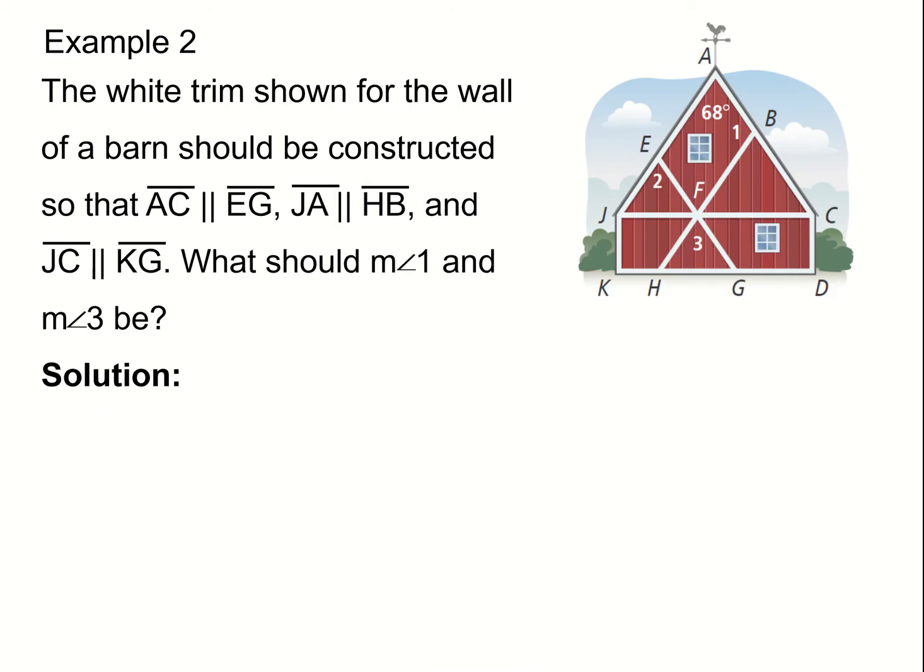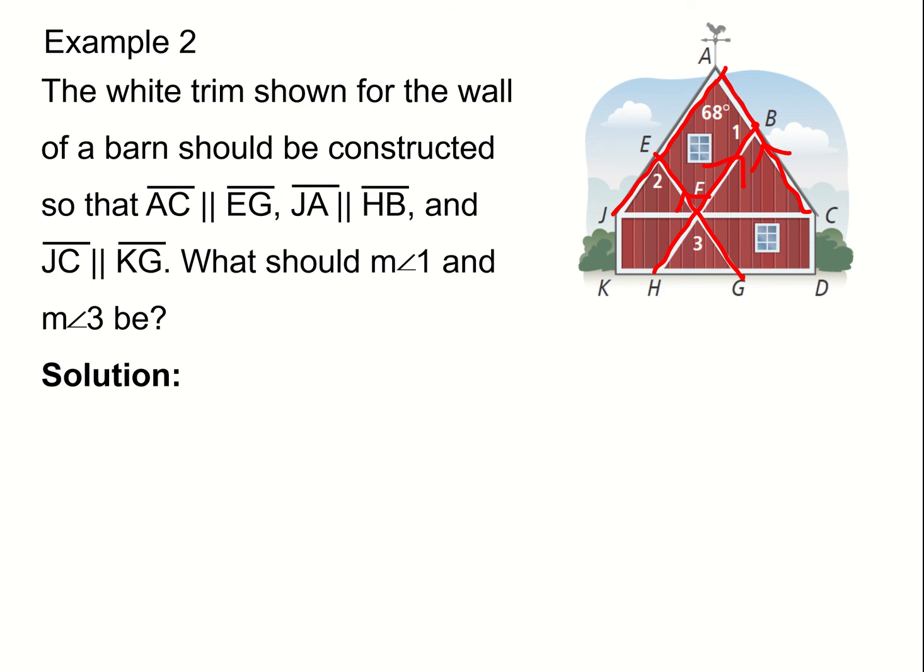All right, so let's look at the last example for this part 1 video. So let's say we have something that resembles a barn, and we're looking at the trim of that barn. So there are a bunch of lines there. And it mentions that AC is parallel to EG. So if we're talking about AC here, this is parallel to EG, which kind of makes sense. And then we know that JA is parallel to HB. And so we'll indicate that with a double arrow.